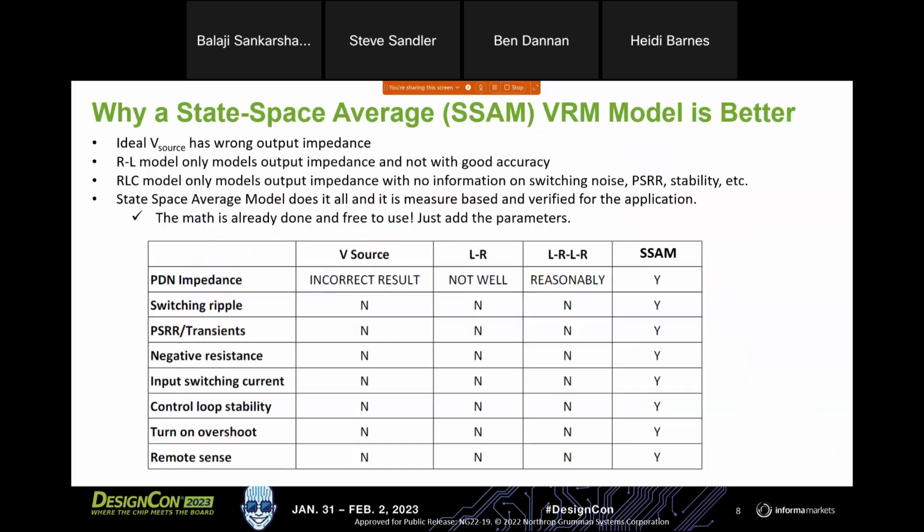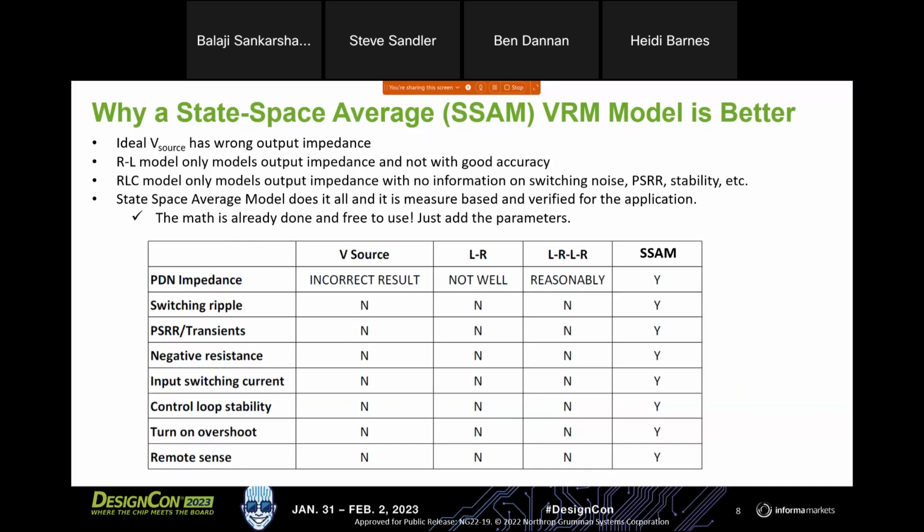So before we go too deep into the Sandler model, the other question is, why would we want to invest in this? Why would we want to create a behavioral model? Well, for one, it gets us closer to the real world. And here you can see this chart. The very simplest voltage source is an ideal voltage source. And that obviously doesn't give us the right impedance, and it doesn't give us any of the DC to DC converter switching noise characteristics, any of the noise sources.